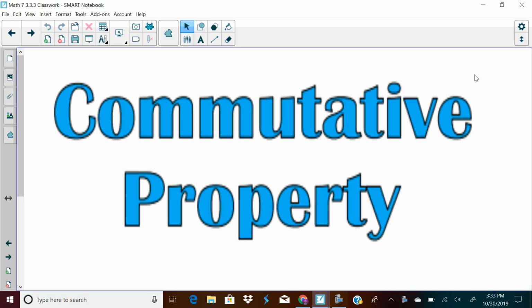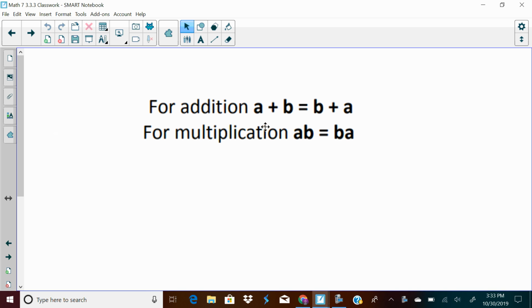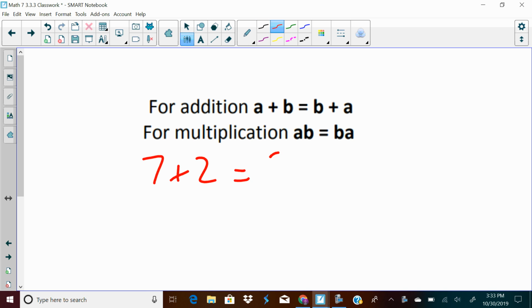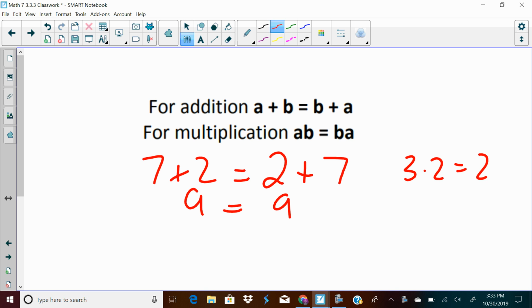Okay, so take out your properties folder from yesterday so that you can fill in extra examples of each one of the properties. So the first one on there is the commutative property. The commutative property works for addition and multiplication. So A plus B equals B plus A, or A times B equals B times A. For example, 7 plus 2 is the same as 2 plus 7, because they both equal 9. For multiplication, 3 times 2 is the same as 2 times 3, because they both equal 6.